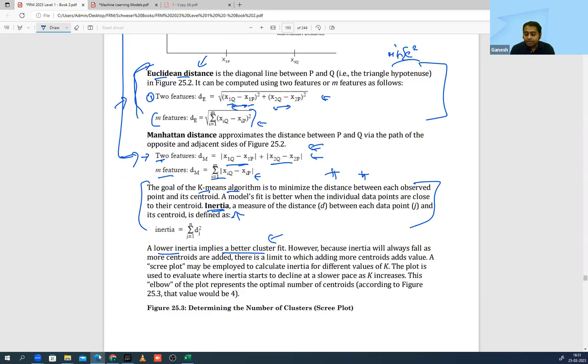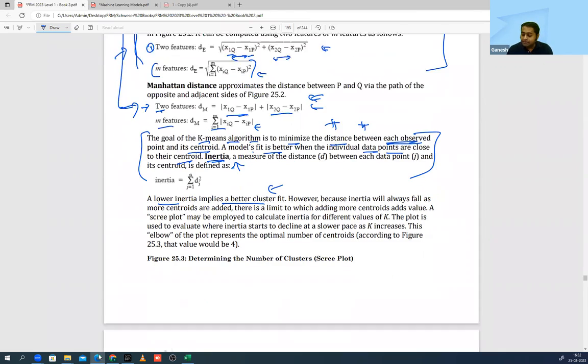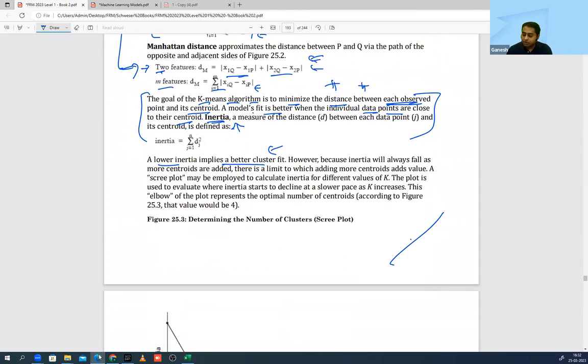The goal of the K-means algorithm is to minimize the distance between each observed value and its center. Because if we are able to minimize, we will be able to clearly say that your behavior and that cluster behavior is matching. That is why you should get into that cluster. Right? A model's fit is better when the individual data points are closer to the center. Do you realize it's the same thing as when you're learning linear regression? If the dots are closer, model fit is better. The same thing they're saying.